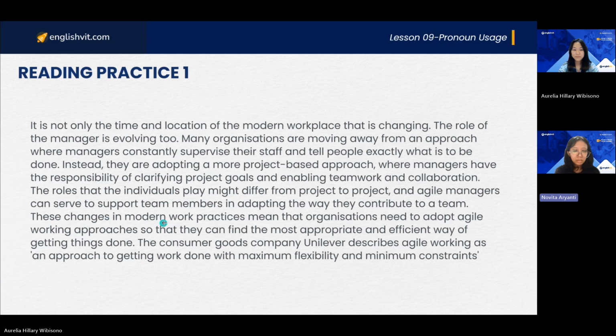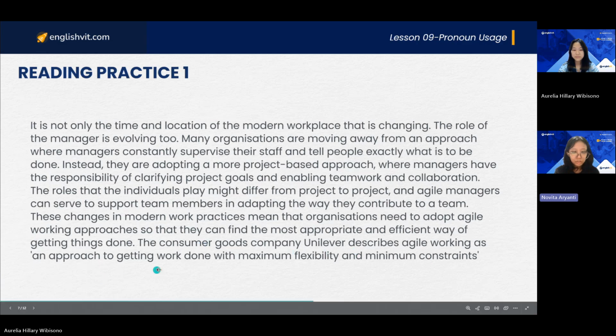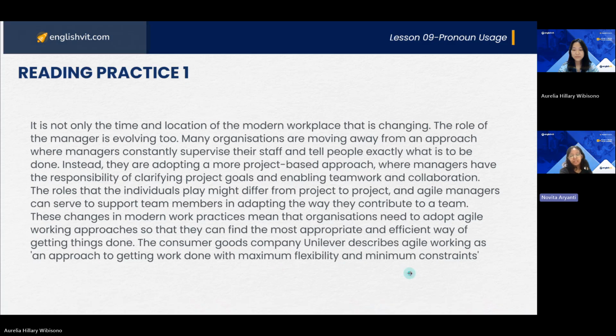These changes in modern work practices mean that organizations need to adopt agile working approaches so that they can find the most appropriate and efficient way of getting things done. The consumer goods company Unilever describes agile working as an approach to getting work done with maximum flexibility and minimum constraints.